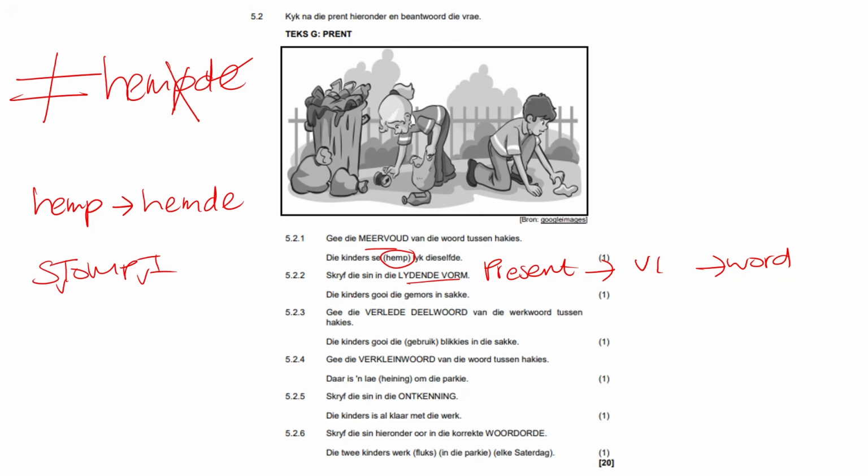So, die kinders, that's the subject. Gooi, that's the verb. Die gemors, that's the object. Where they're throwing it in sakke. So that's the place. So, in leidende vorm, we are going to start with the object. And our object we've identified is die gemors. So we start with die gemors. Okay, then after die gemors, we have a verb 1. And our verb 1 has already been identified because we've now identified our tense, which is the present tense, and we've identified that our verb 1 must be word. So die gemors, word.